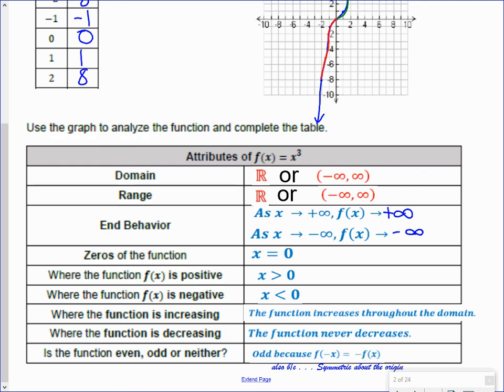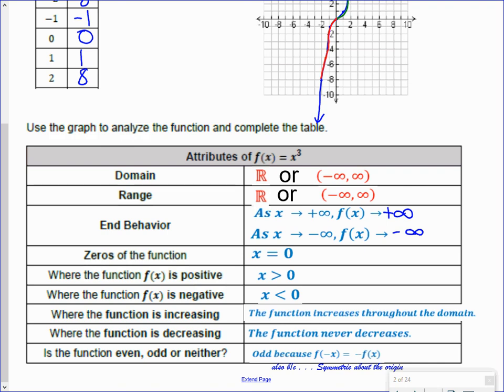Where is the function increasing? This function is increasing throughout the domain. Another way to say that is that it's always increasing. Where is the function decreasing? If it's always increasing, it can't be decreasing, so it never decreases. And is the function even, odd, or neither? It's odd because f of -x equals -f of x.